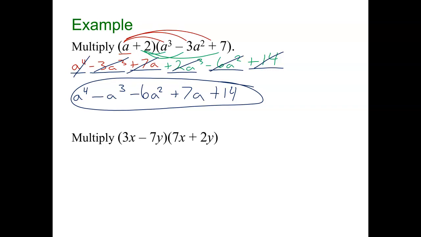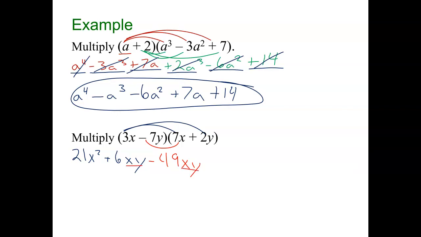All right. Multiple variables. It's fine. Same thing. Multiply. 3x times 7x. Good. 3x times 2y. 6xy. 6 times x times y. Right? Negative 7y times 7x. Yep. Negative 49xy. Note how these are in alphabetical order.